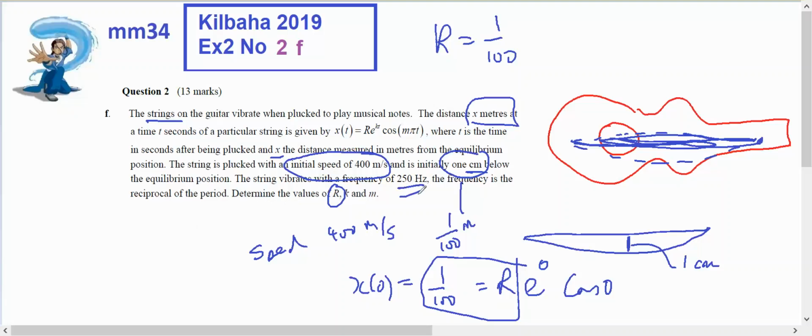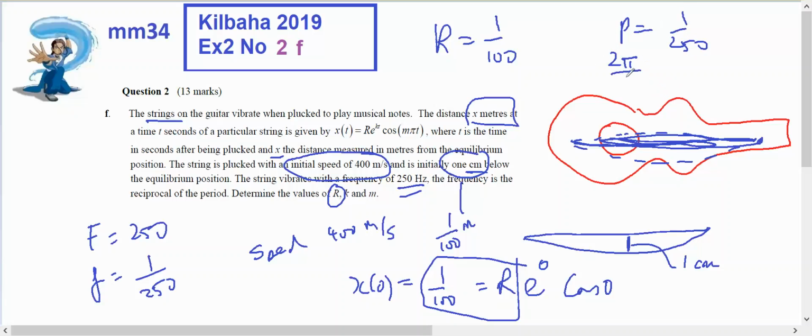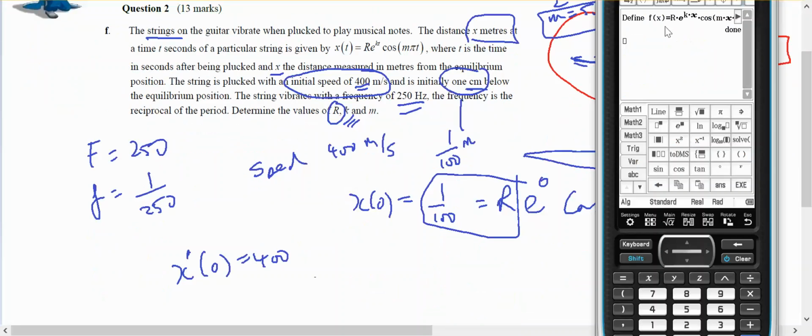The string vibrates at a frequency of 250 hertz. The frequency is the reciprocal of the period. Okay, so if the frequency equals 250, the period is the reciprocal of that, so 1 in 250. Which means the period equals 1 in 250, which means that 2 pi on m pi equals 1 on 250. 2 pi, the pi's cancel. So m on 2 equals 250, m equals 500. And I've defined it as f of x.